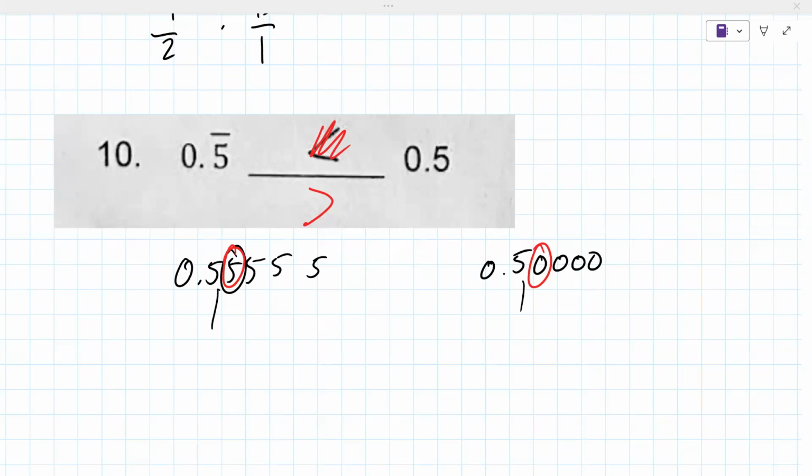So anything else here that you want to cover? I don't think so. No.